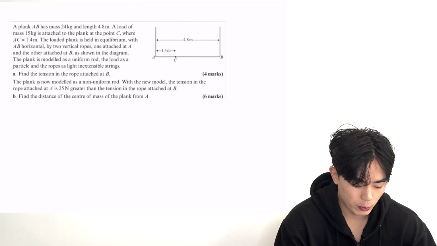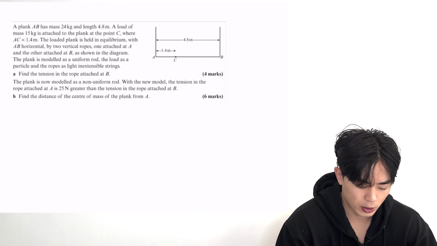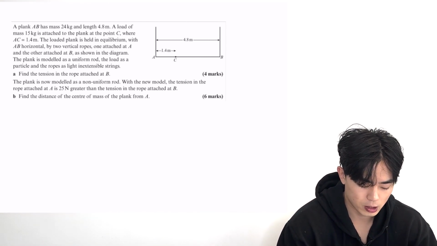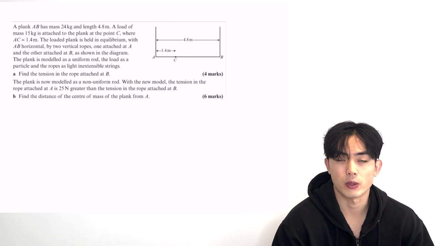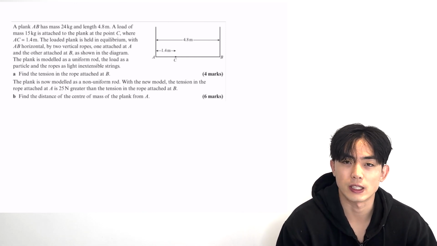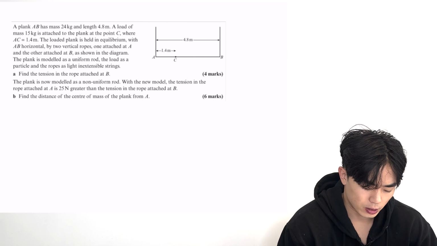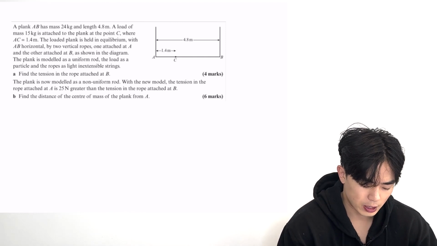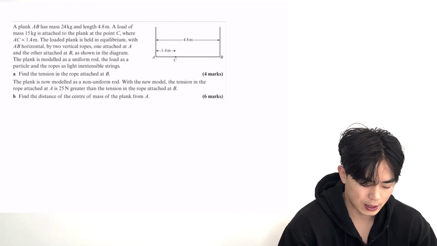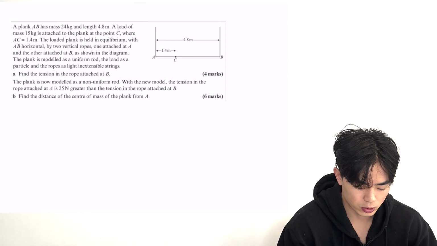Right, so in this question here, we have a plank AB, which has a mass 24 kilograms and length 4.8 meters. A load of mass 15 kilograms is attached at C, where AC is 1.4 meters. The loaded plank is held in equilibrium. Remember, equilibrium means the resultant moment and the resultant force is equal to 0. And it's held by two vertical ropes at A and B. And the plank is modeled as a uniform rod.